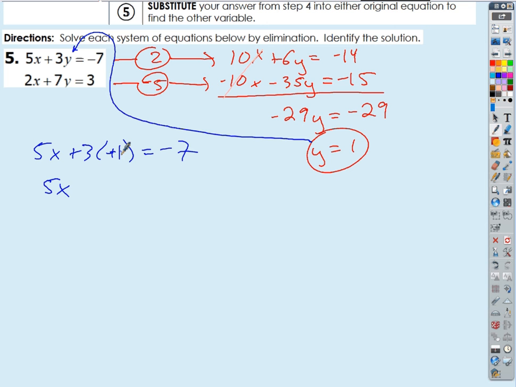So I get 5x plus 3 equals negative 7. So 5x equals negative 10, so x is negative 2. There's my solution. We want to write it as an ordered pair.